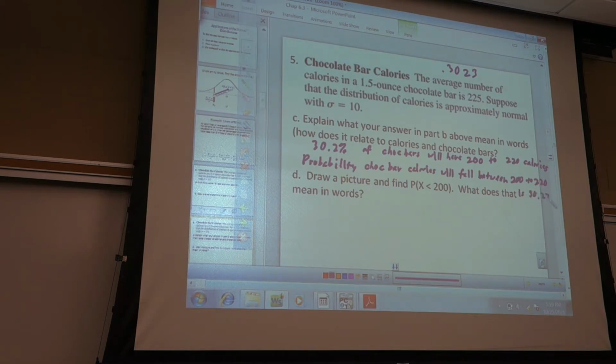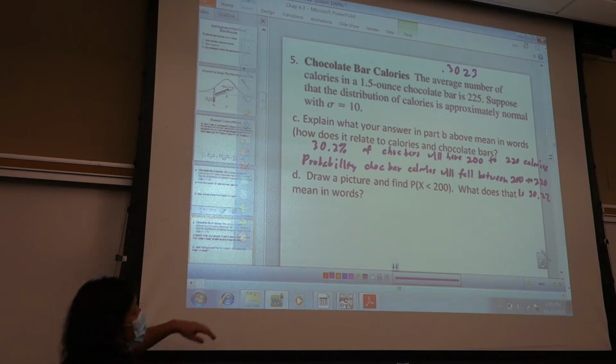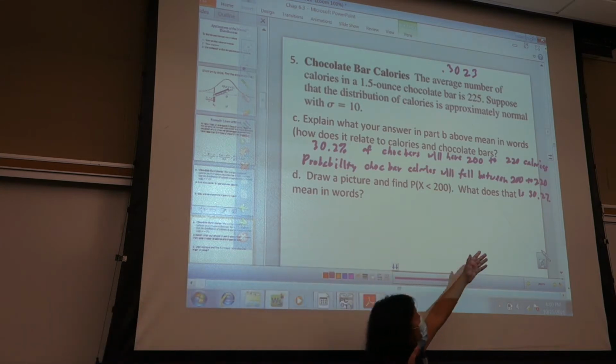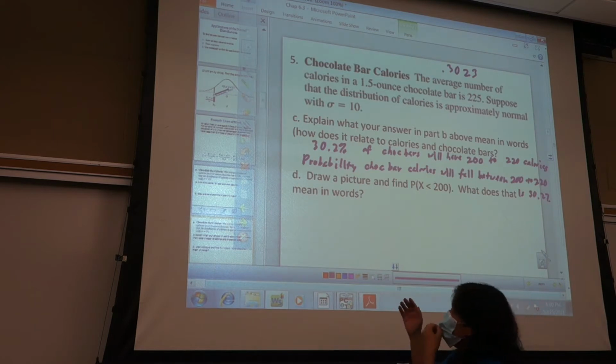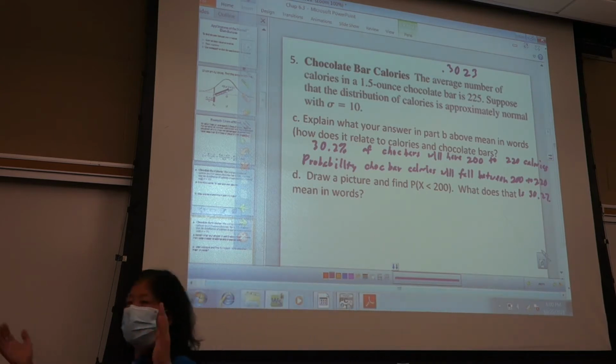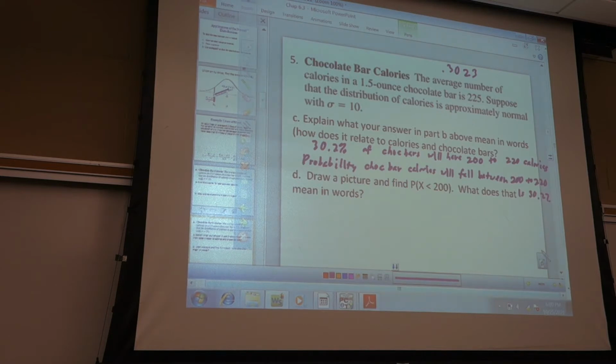30.2%. Good. Okay, that works. Either one is fine. Somewhere along those lines, right? Either talking about the probability that they're between these two amounts, or the number of chocolate bars that will have calorie counts between those two. Great.